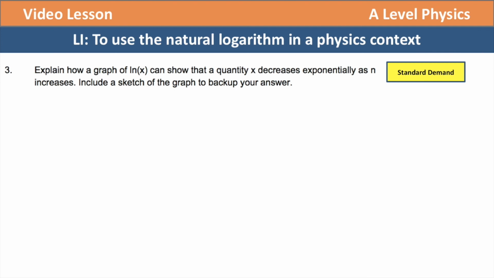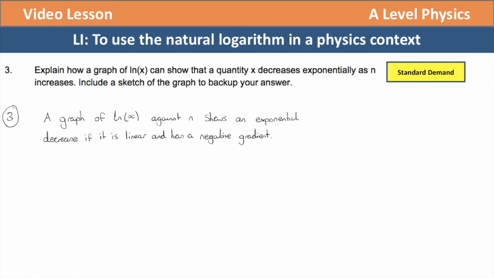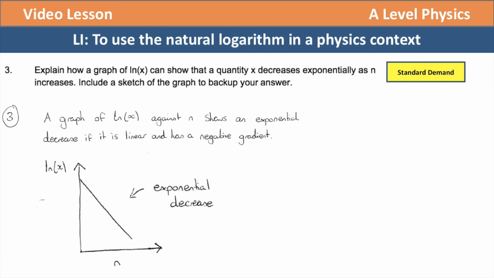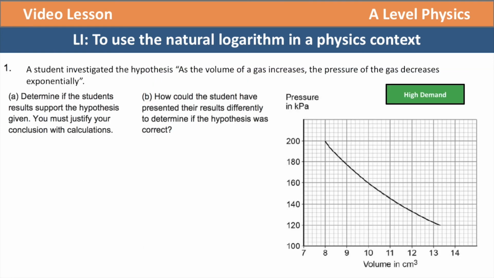Question 3. Explain how a graph of ln of x can show that a quantity x decreases exponentially as n increases. Include a sketch of the graph to back up your answer. Well, we looked at this in the notes about 2 minutes ago. Of course, a graph of ln of x against n would show an exponential decrease if it is linear and it has got a negative gradient. They are the two conditions for showing exponential decrease on a graph of ln of x.